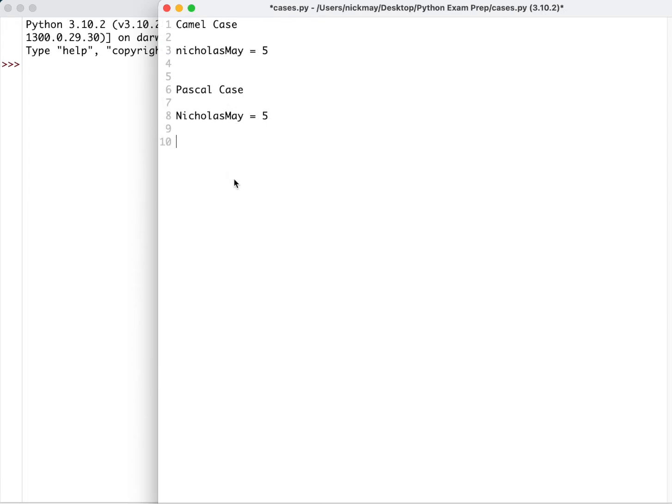Okay, so the next one we talk about, and we've talked about this using Anvil, is Snake Case. Snake Case, same sort of thing. I want to put the words Nicholas May, but instead of having the two separate words, there's got to be an underline in between them. So we might have Nicholas underscore May, like that.